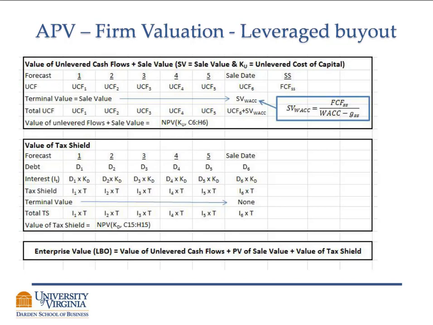For the tax shield, we forecast the debt level for each time period, and the corresponding tax shield is just for the holding period. All the value of future tax shields beyond this point are embedded in the weighted average cost of capital terminal value above. These get discounted at the appropriate risk-adjusted discount rate. Here I've used KD, but it could be higher. The enterprise value is the value of the unlevered cash flows during the holding period, the present value of the sale value, and the value of the tax shield during the holding period.